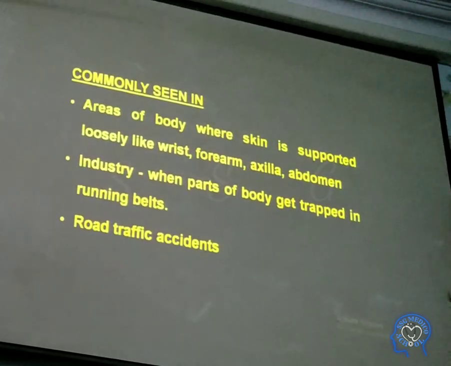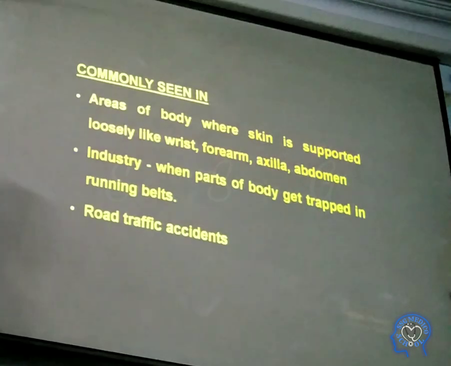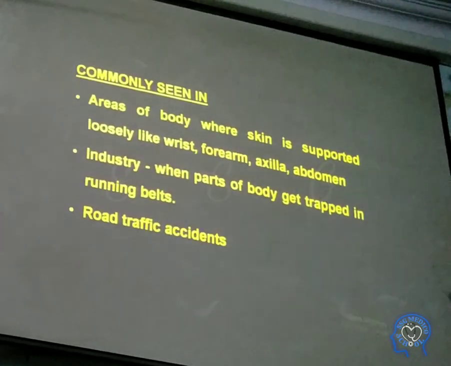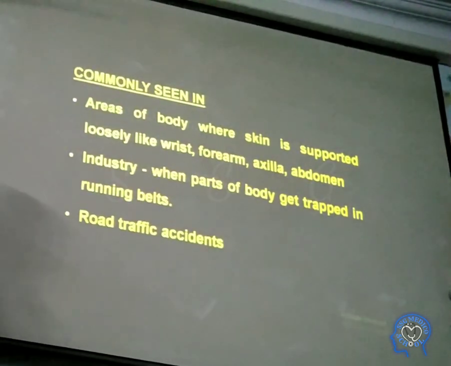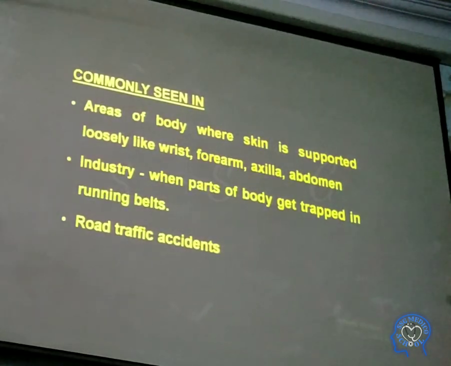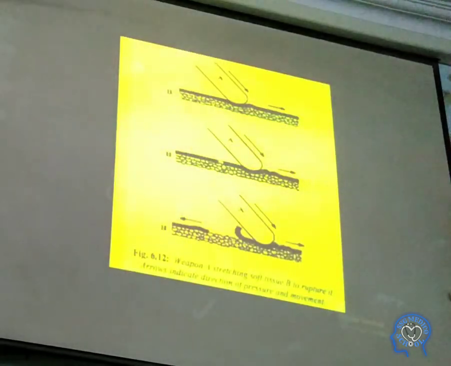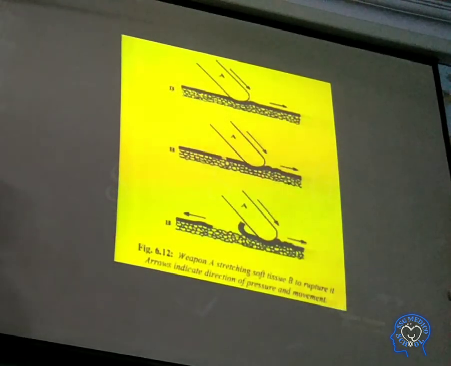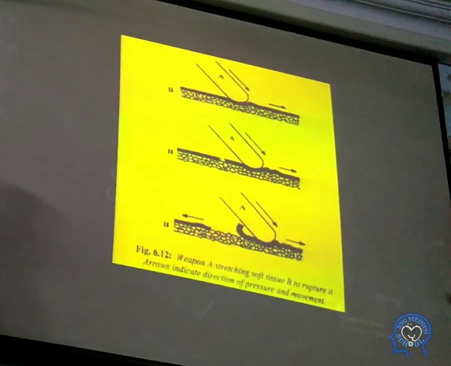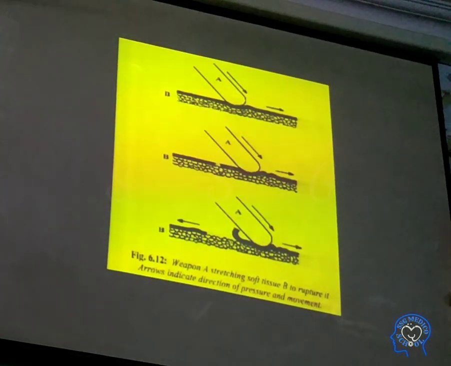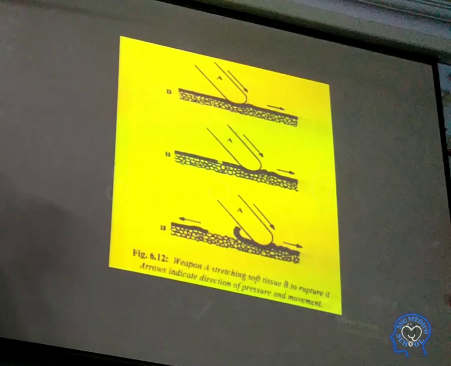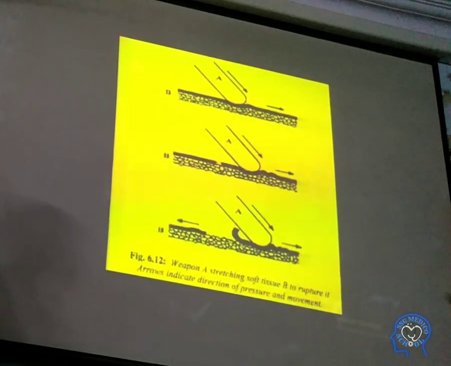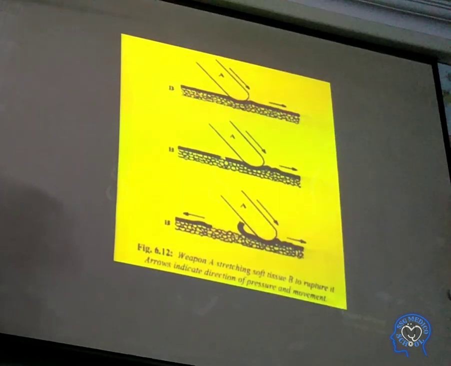Found where skin is supported loosely: the wrist, forearm, axilla and abdomen. It occurs in industry and is found in road traffic accidents. It describes an angle below 90, average 60 to 70 degrees. It causes stretching and tears of the tissues.